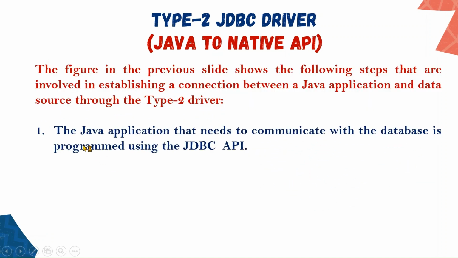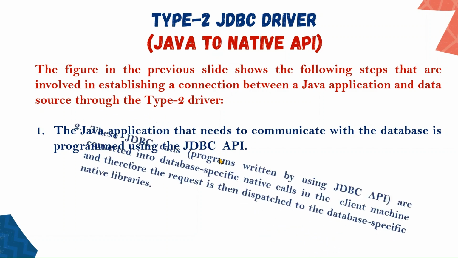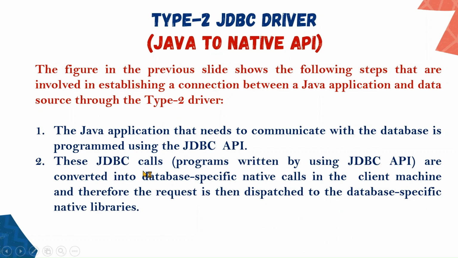Now when you see the diagram, the Java application that needs to communicate with the database is programmed using a JDBC API. That's what I was saying, java.sql package we write for JDBC application development. These JDBC calls, that is programs written by using JDBC API, are converted into database specific native calls in the client machine only, and therefore the request is then dispatched to the database specific native libraries. So the whole conversion is done at the client side, and then it is given to the database for execution.